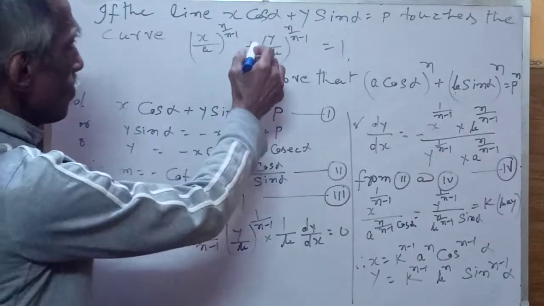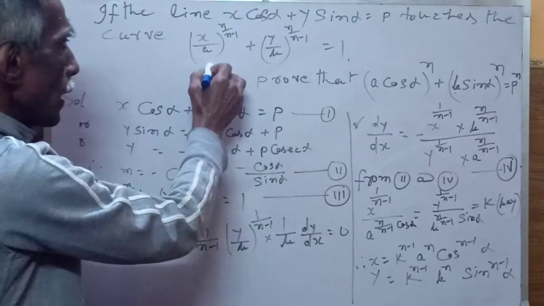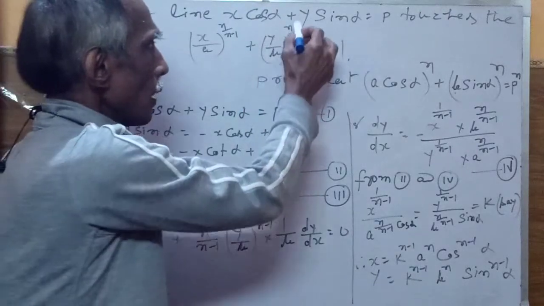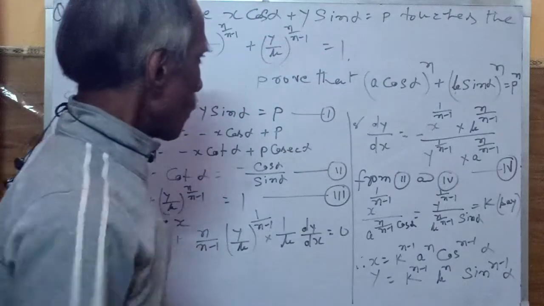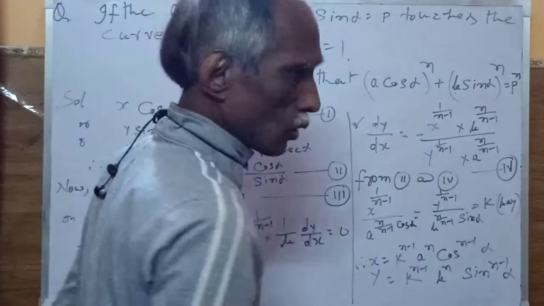If the line x cos alpha plus y sin alpha is equal to p touches the curve (x/a)^(n/(n-1)) plus (y/b)^(n/(n-1)) is equal to 1, prove that (a cos alpha)^n plus (b sin alpha)^n is equal to p^n.